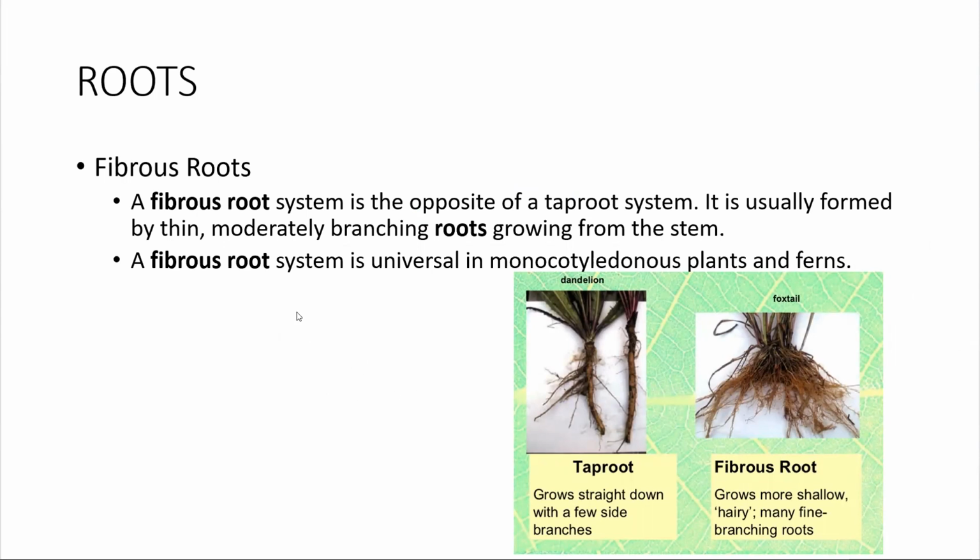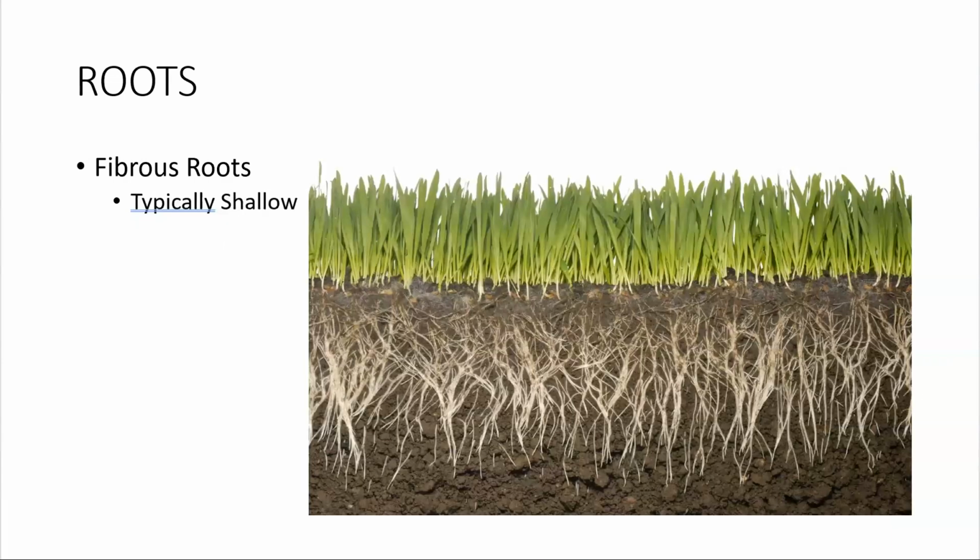Fibrous roots, on the other hand, are usually formed by thin, moderately branching roots growing from the stem. Okay, again, this is primarily found in monocotyledonous plants and ferns. And one of the typical characteristics of fibrous root structures is that they grow very shallow, okay, in relation to taproot structures.